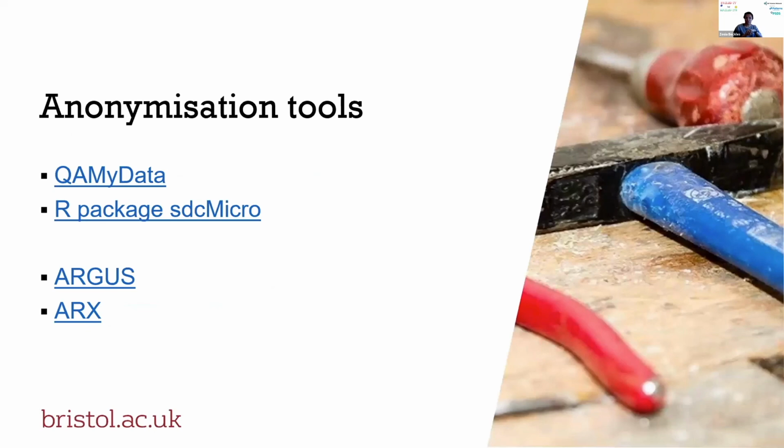Okay, so that was guidelines. In terms of anonymisation tools, I would highly recommend QA My Data and the R package SDC Micro. SDC Micro is more aimed at numerical data, but along with the other two packages, Argus and ARX below, what it will allow you to do is to load in some data, look at the overall disclosure risk, apply some anonymisation techniques and see how that changes the disclosure risk. I've only really used SDC Micro, but they all operate in the same way.